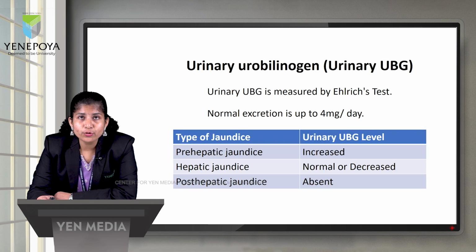Next is urinary urobilinogen. The urinary urobilinogen is measured by Ehrlich's test. The normal excretion is up to 4 mg per day. In case of prehepatic jaundice, the urobilinogen excretion increases. In case of hepatic jaundice, it might be normal or decreased, and in case of post-hepatic jaundice, the urobilinogen is absent in the urine sample.